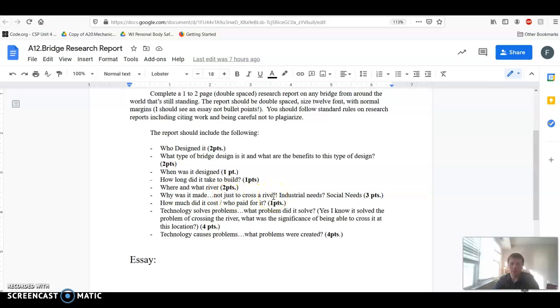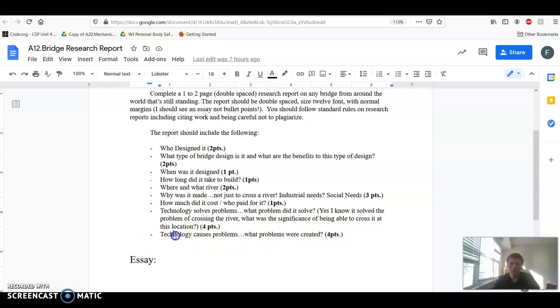This is really important. You don't just put bridges willy-nilly wherever you like. There was some strategic importance to putting it where it is now. Was there a social need, an industrial need, an economic need? What made people want to create that bridge? How much did it cost? And then what problems did it solve? Again, I know that it lets you go from point A to point B, but why did people really want to do that at that particular location, at that particular time? What is the motivation? Without understanding motivation, we can't really understand technology.